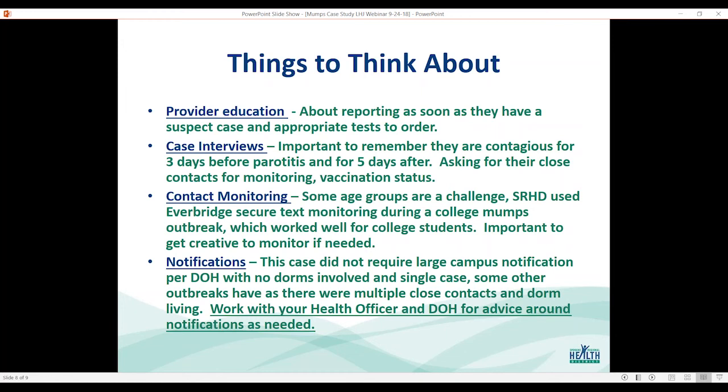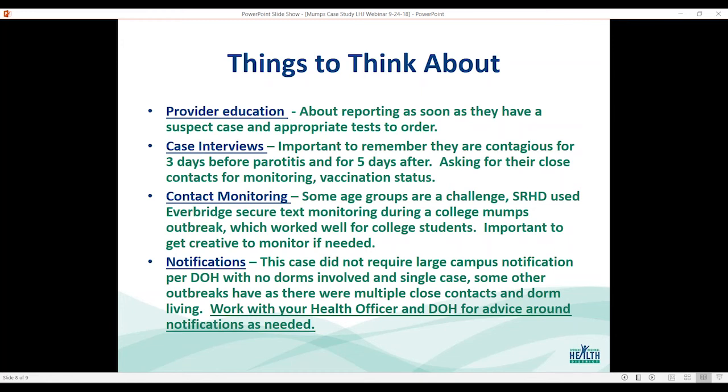With contact monitoring, some age groups are a challenge. Spokane Regional Health District used a system called Everbridge, a secure text monitoring system during the college mumps outbreak, which worked well for college students. And it's important to get creative to monitor if needed.